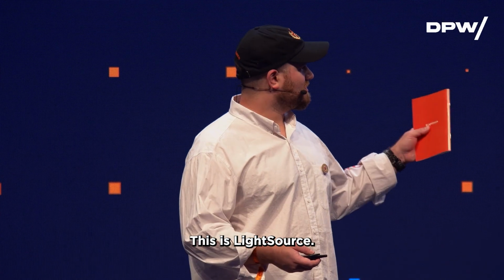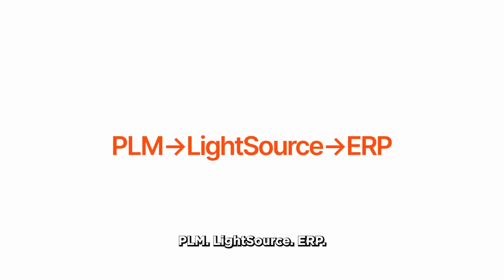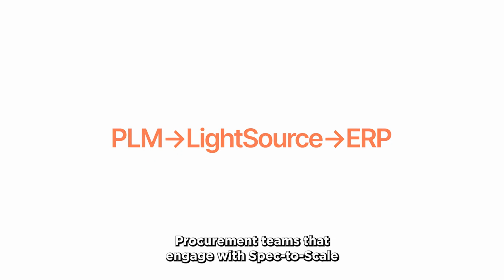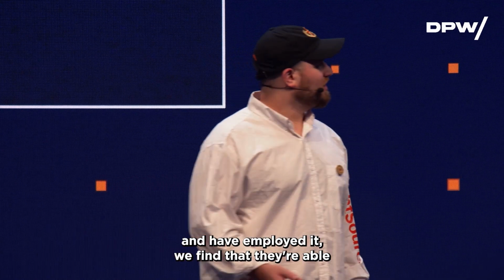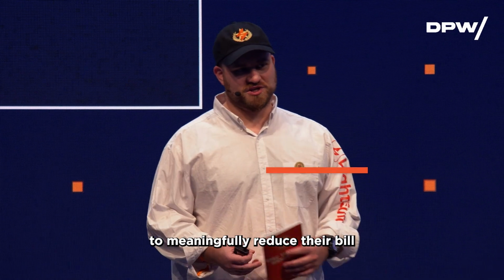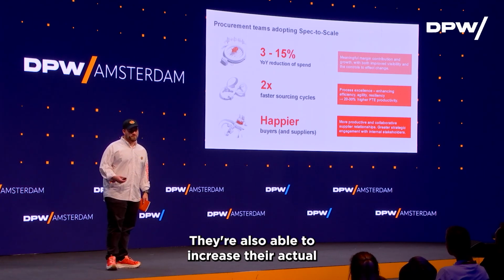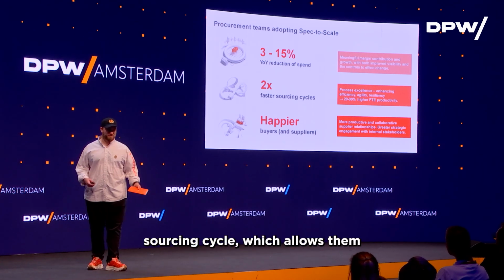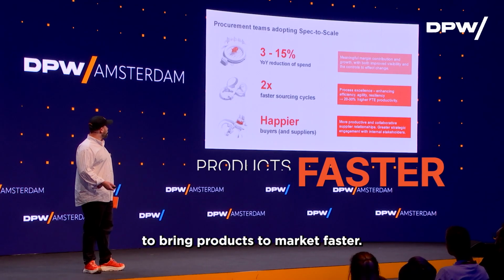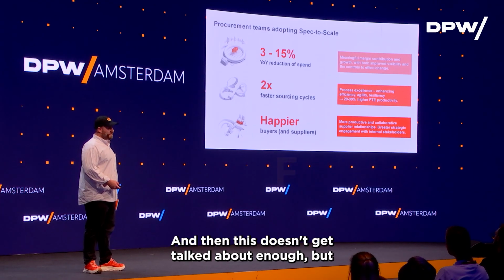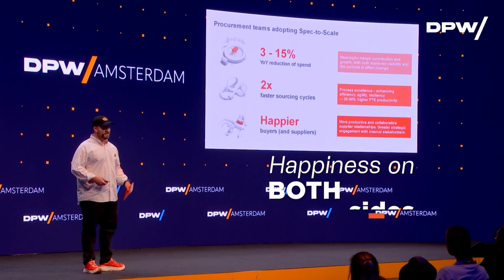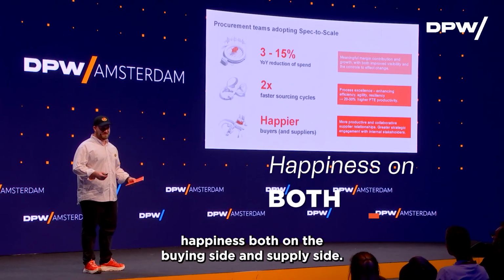This is LightSource. PLM, LightSource, ERP. Procurement teams that engage with Spec to Scale and have employed it, we find that they're able to meaningfully reduce their bill of materials spend by 3 to 15%. They're also able to shorten their actual sourcing cycle, which allows them to bring products to market faster. And then this doesn't get talked about enough, but happiness, both on the buying side and supply side.